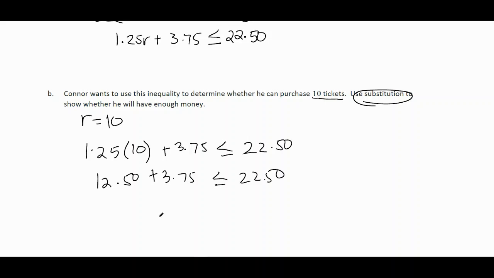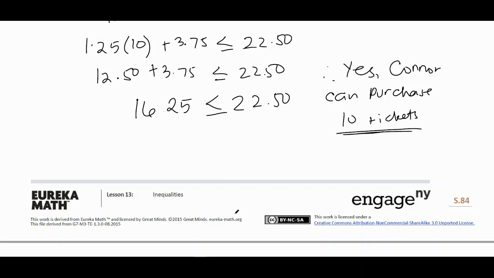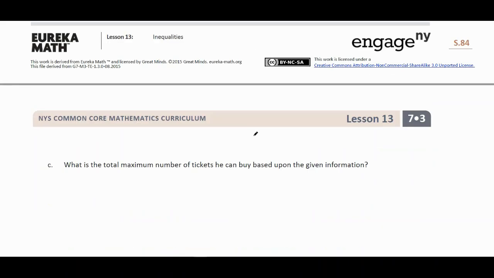12.50 plus 3.75 is going to be $16.25, which is of course less than 22.50. So it means yes, therefore, yes, Connor can buy or can purchase 10 tickets. All right. So we got that because it's less than 22.50, as you guys can see.